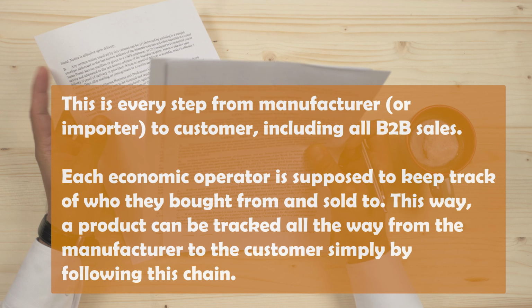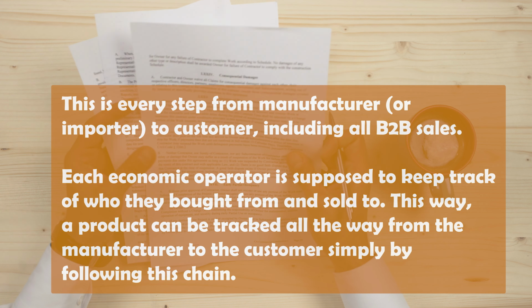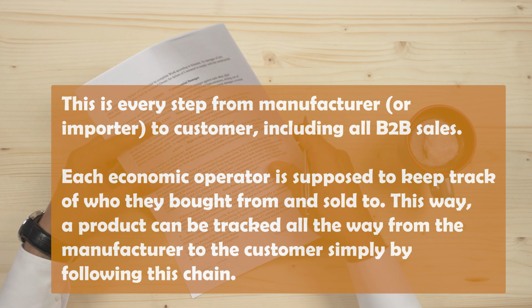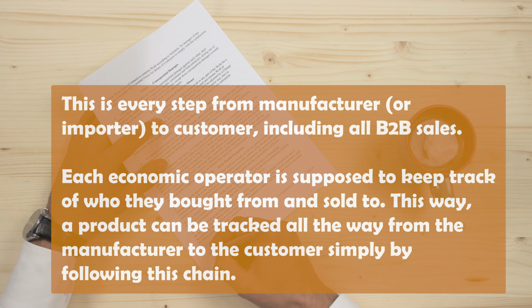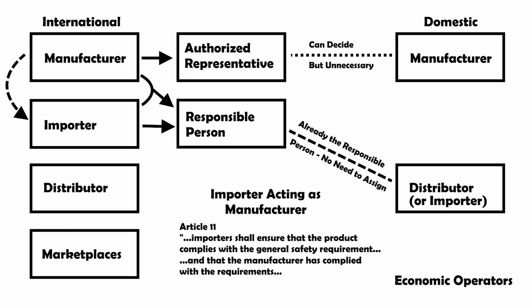Each economic operator is supposed to keep track of who they bought from and sold to. This way, a product can be tracked all the way from the manufacturer to the customer simply by following this chain. This brings me to this chart, which I've made as simple as possible. As you can see, there are three extra economic operators: Authorized Representative, Responsible Person, and Marketplaces.